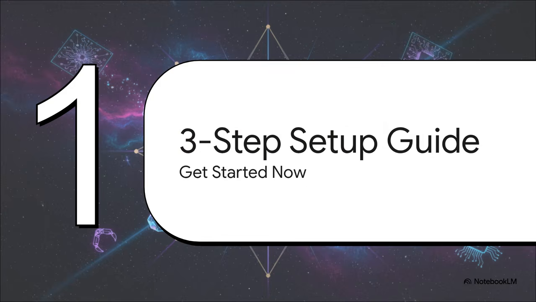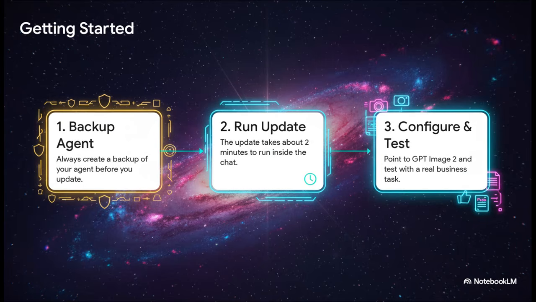All right, so you're probably thinking, okay, I'm sold. How do I get all this power up and running? Well, the good news is it's incredibly simple. Here's exactly how you do it. It's a really simple three-step process. First, always back up your agent before you update. It's just good practice. Second, you just run the update right from inside the chat. The whole thing takes about 2 minutes. Third, plug in your OpenAI API key and point OpenClaw to the new GPT Image 2 model. And then, test it out. Ask it to create a real social media post or a flyer for your business. You'll know if it's working in like 30 seconds.